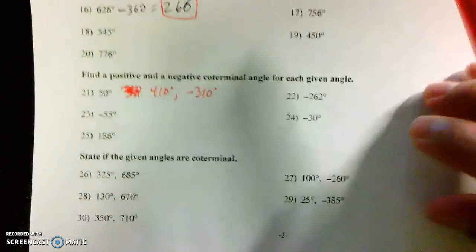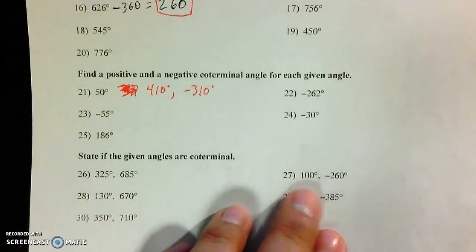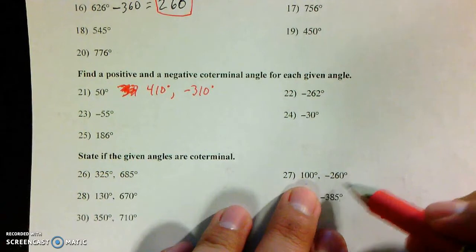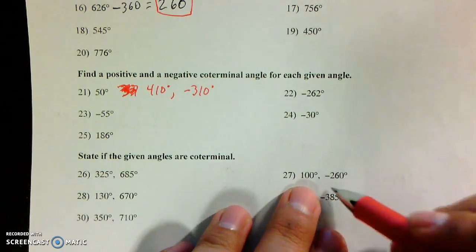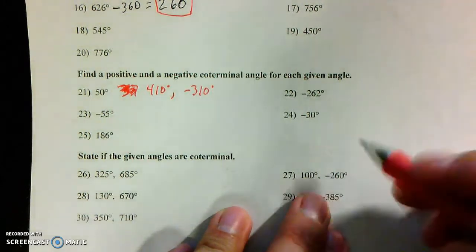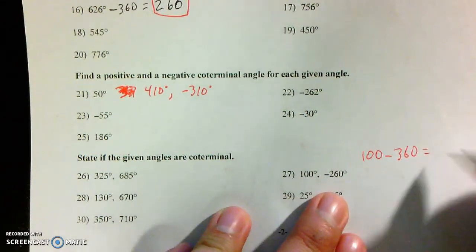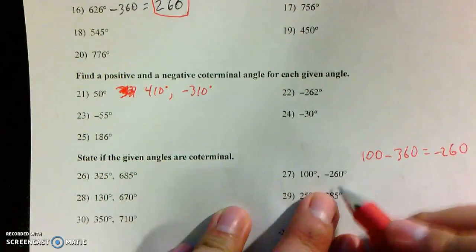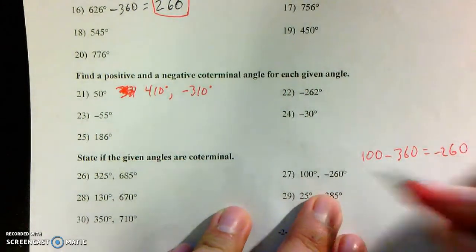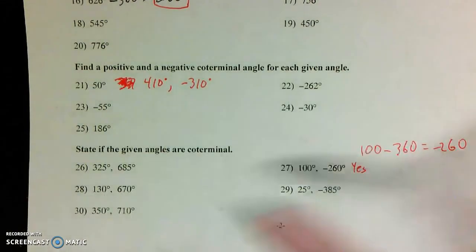And then the last part asks for you to check if the angles are coterminal. So the easiest way to do that is to take one. So for example, if I start with 100, I can see if I can add or subtract 360 and somehow end up with negative 260. So obviously, since this is a negative number, I'm going to do 100 minus 360, and that's going to give me negative 260, which is this value. So for number 27, my answer would be yes. And you're just going to check the rest of them using that.